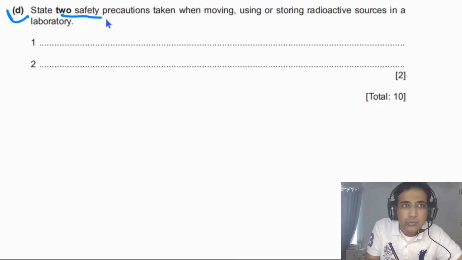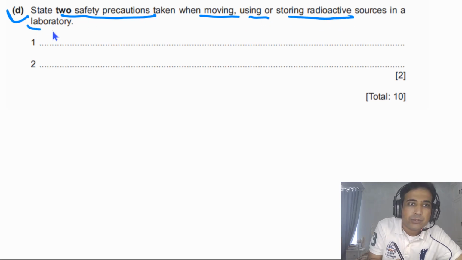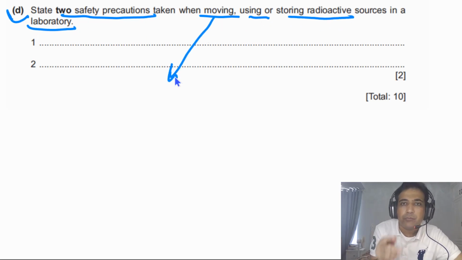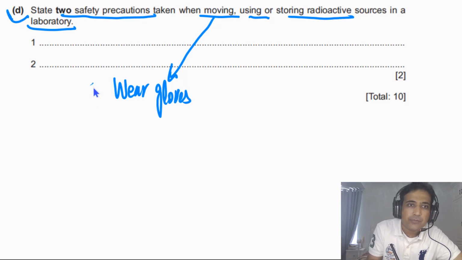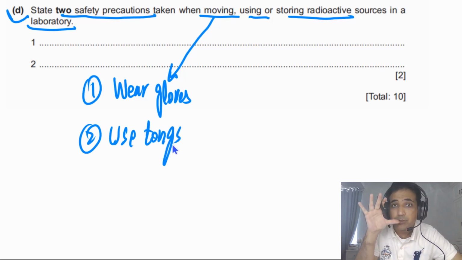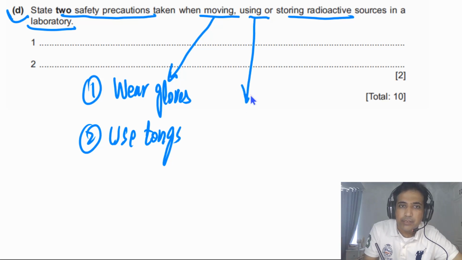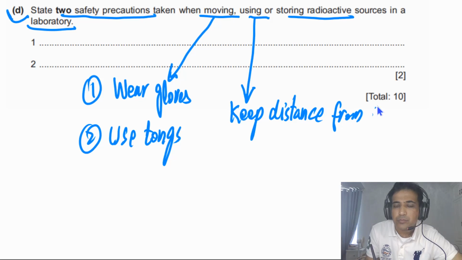Part D says: state 2 safety precautions taken when moving, using or storing radioactive sources in a laboratory. First of all, moving. When we want to move radioactive sources, we should wear gloves. That is the first one. Second, you can also say use tongs. Don't touch radioactive sources directly. When using radioactive sources, keep distance from sources.